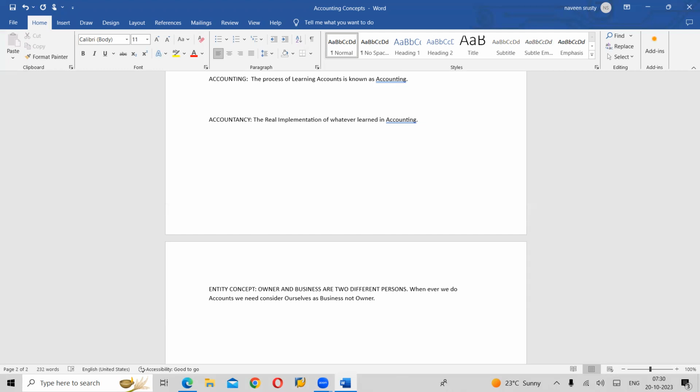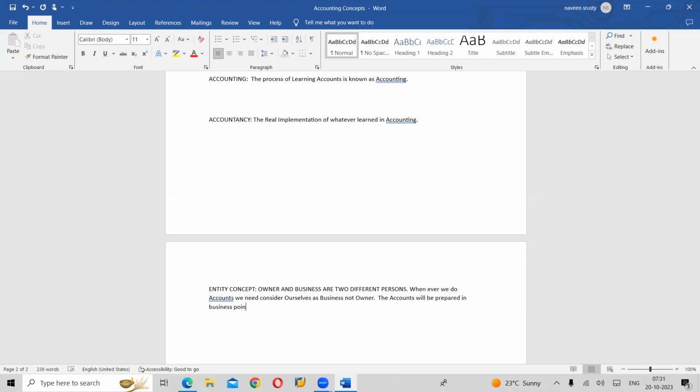Understood? So 100% you know this, but still I'm reiterating for everybody's benefit. Owner and business are two different persons. Remember this. Whenever we are doing accounts, we need to consider ourselves as a business, not the owner. Even though you have invested, whenever you are doing accounts, you need to consider yourself as a business, not the owner, right? Understood here? And remember, the accounts will be prepared from the business point of view.